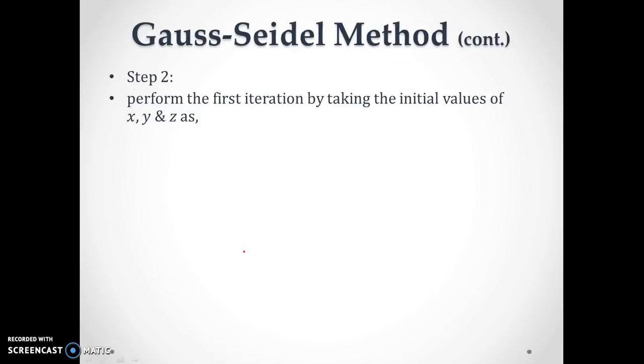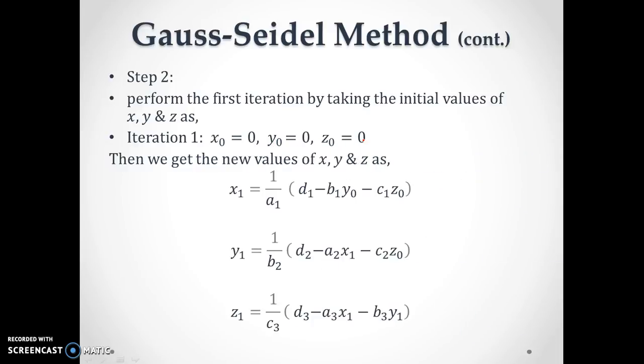In step 2, we perform the first iteration by taking the initial values of x, y, z, which I'm going to denote as x0. This is the first iteration, that is the 0th value. So I'm going to write x0 equal to 0, y0 equal to 0 and z0 equal to 0. When I do that, I'm going to get the new values of x, y, z. Since I denoted the first values as x0, y0, z0, my new values I'm going to denote by x1, y1 and z1.